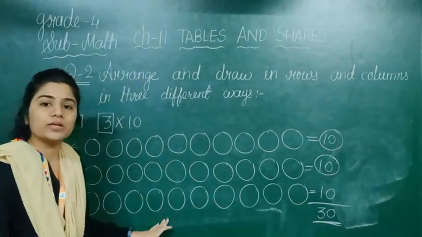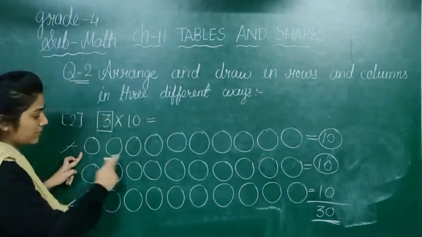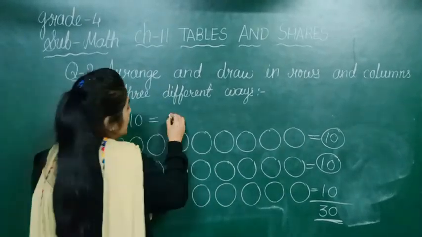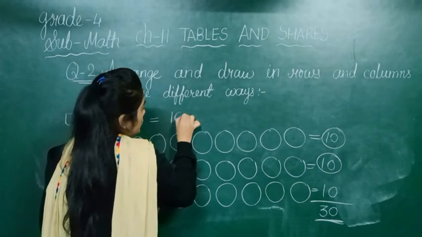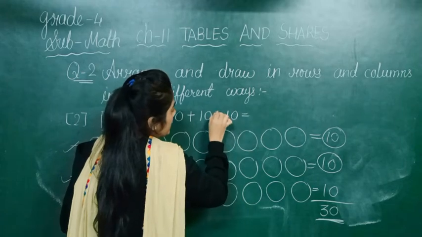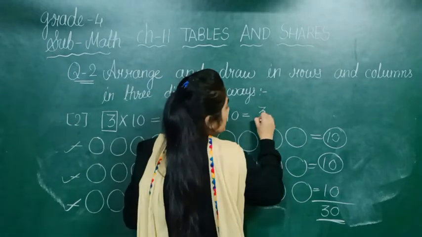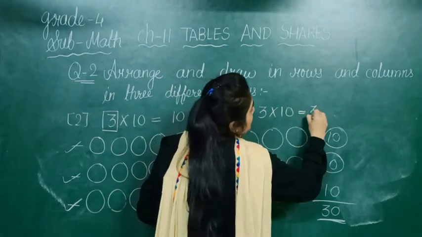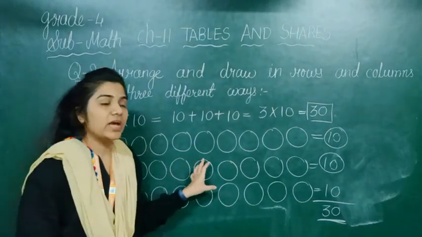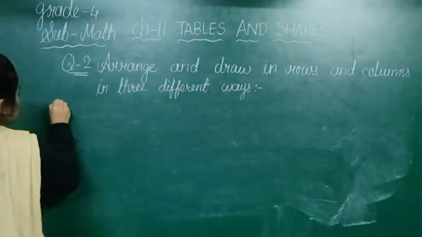But as I told you, multiplication is the short form of addition. Suppose we count the total number of circles, we have 30. But suppose I write it this way: 10 written 3 times, so 10 plus 10 plus 10, that is 3 times 10, which means 30. So in this way you have to write the answer of your question number 2.